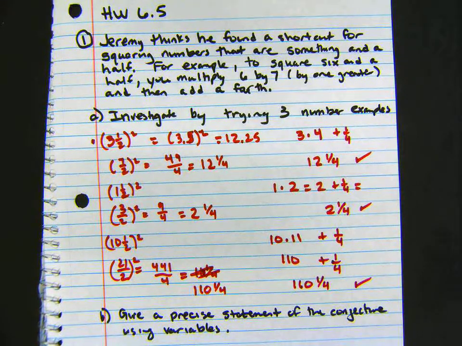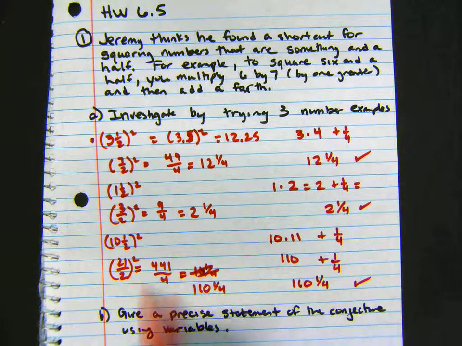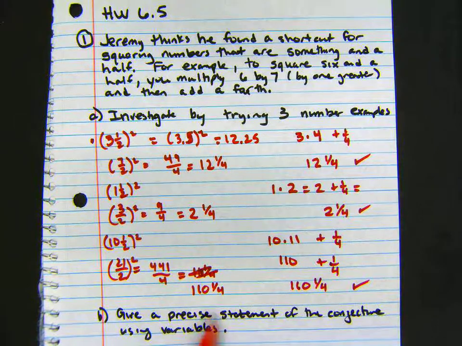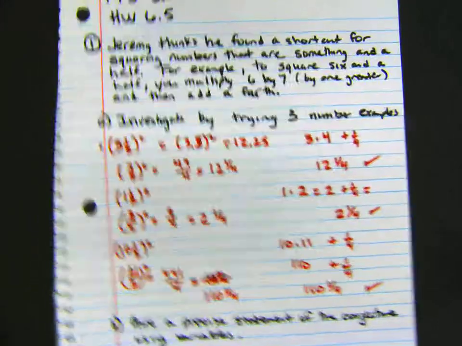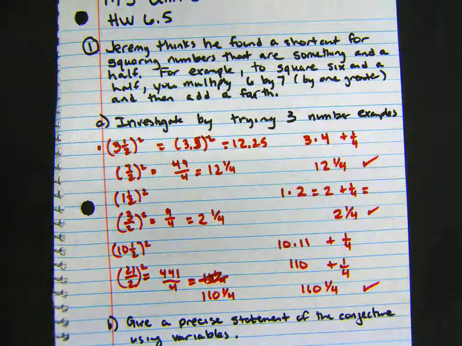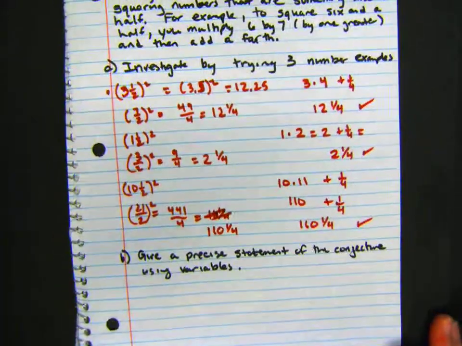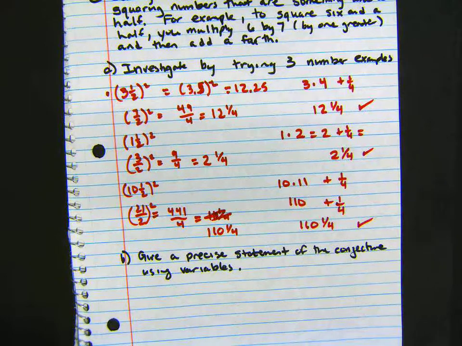His shortcut seems to be working. If I didn't have a calculator, this would be a good way to square something and a half. Especially, see, when I got up to here, it was harder to do this in my head. This was really easy to do. So I like that. So we're supposed to give a precise statement of the conjecture using variables.